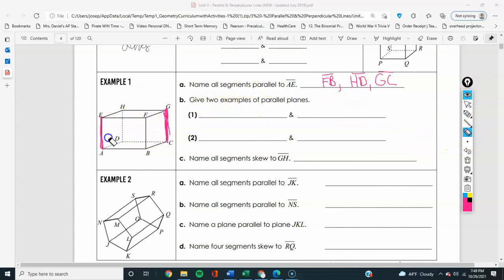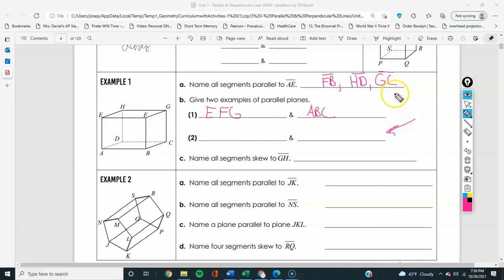Two examples of parallel planes. Well, the top of my box and the bottom would work, right? So remember we need three letters. EFG is the top of my box and ABC is the bottom. And I want you guys to come up with number 2. Please, you can do it.